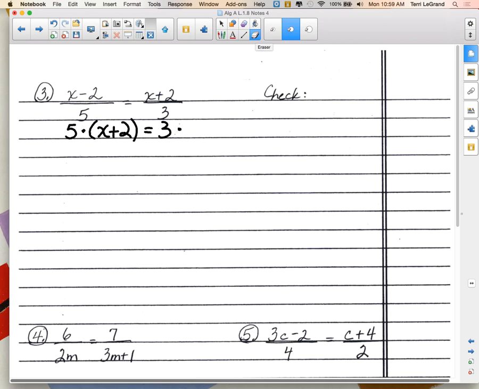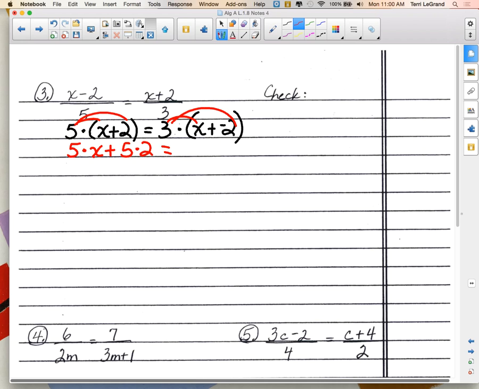I'm going to write that a little bit better. Okay, so our x minus 2 became an x plus a negative 2. Okay, now we can do our distributive property, right? So we've got distributive property to do on the left side. So we have 5 times x plus 5 times 2 on the left side. We have distributive property to do on the right side also. So we have 3 times x plus 3 times negative 2.